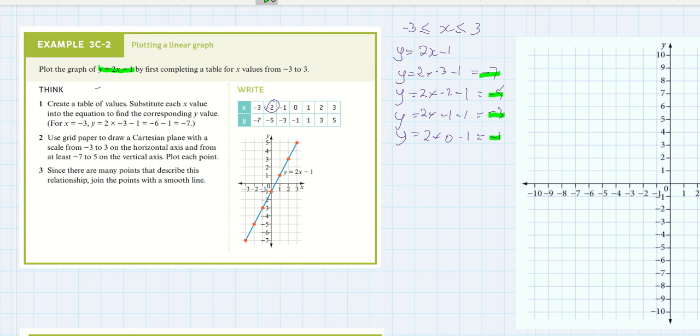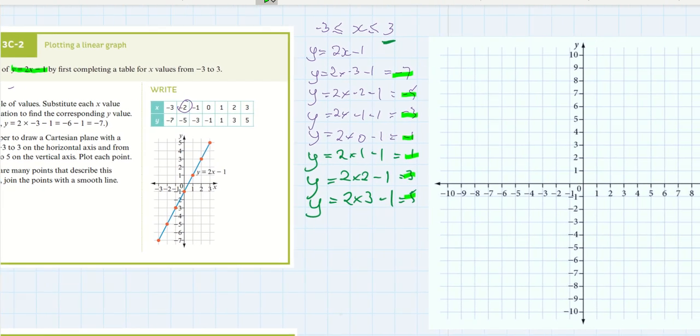So we'll just finish this set of coordinates. So y equals 2 times 1, take 1. Well, that's got to be 1. Y equals 2 times 2, take 1. 2 2s are 4, take 1 is 3. And our final one for this condition here, 2 times 3 is 6, take 1, well, that's got to be 5. And you can see that this pattern continues. Once we've done that, we just plot our coordinates on a Cartesian plane.